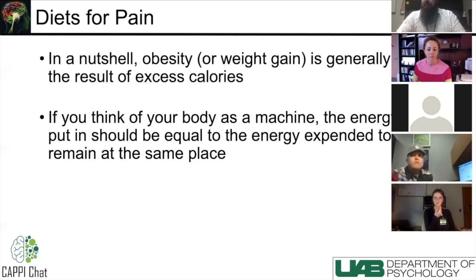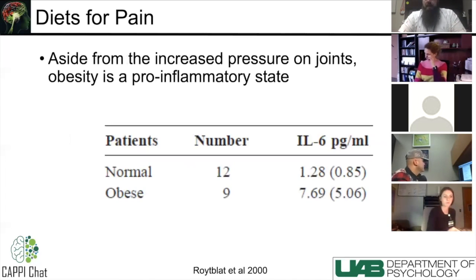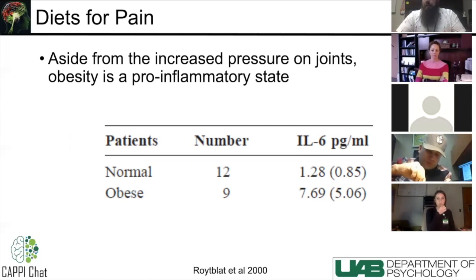On the contrary, if you want to lose weight, you can do that either by decreasing the energy in, so cutting your calories or your food, or you can increase the energy expended. Both of those will lead to a deficit, and that will then result in weight loss. Of course, adding weight is going to increase pressure on the joints, and so that is going to have an effect on pain. But obesity itself is pro-inflammatory.